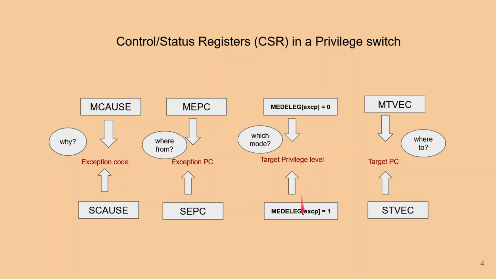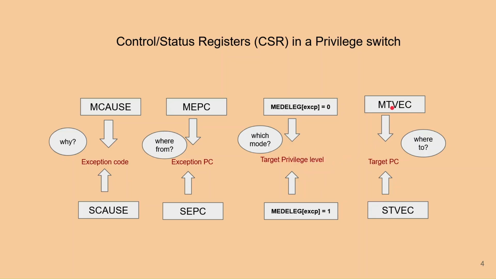The MEDELEG CSR determines at what privilege mode the exception is handled in. The MEDELEG CSR has a bit corresponding to each exception code. If the bit corresponding to the exception code is cleared, that implies there is no delegation and the exception is handled at the machine mode level. The target privilege level in this case is machine mode. On the other hand, if the bit corresponding to that exception is set, the exception is delegated to the next privilege level, which in this case would be supervisor level.